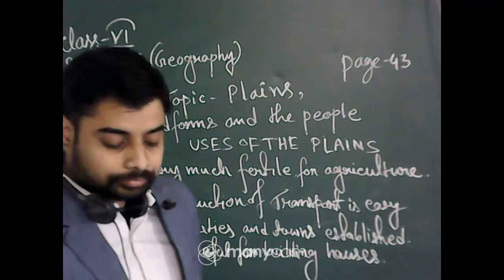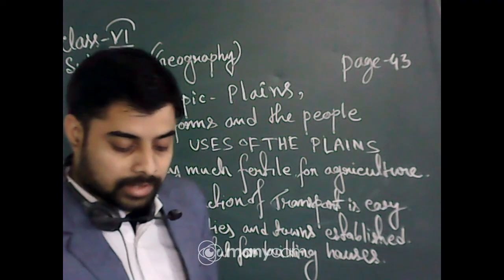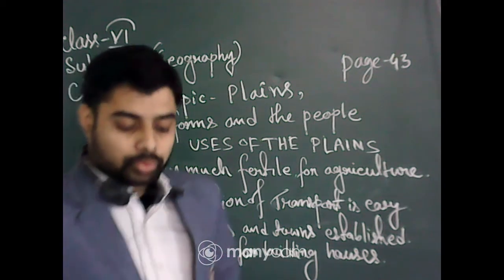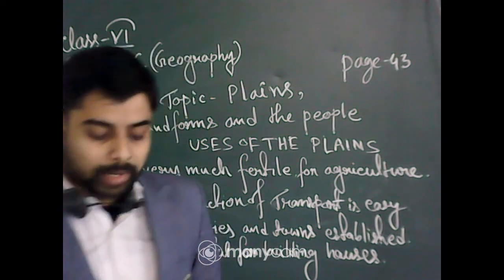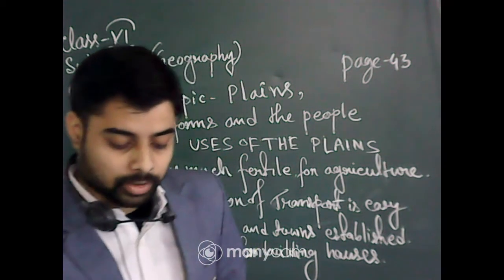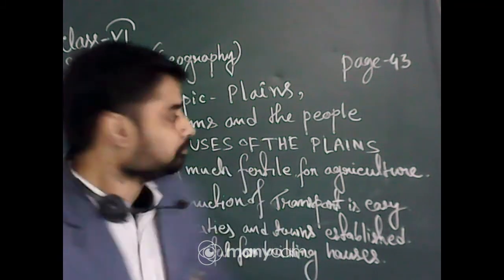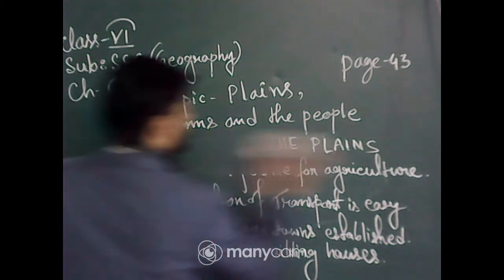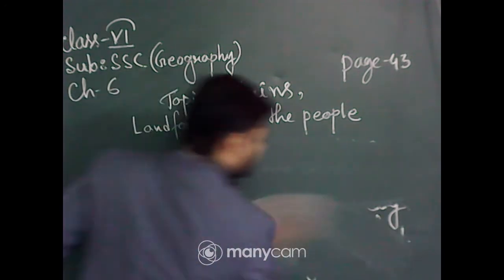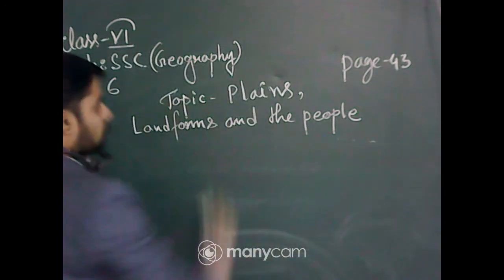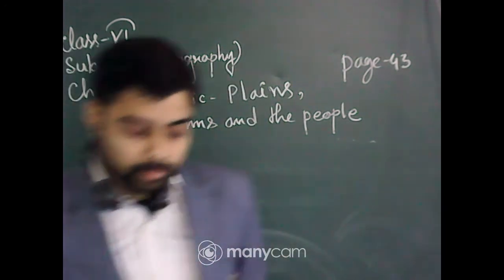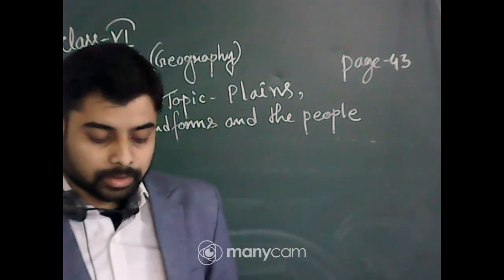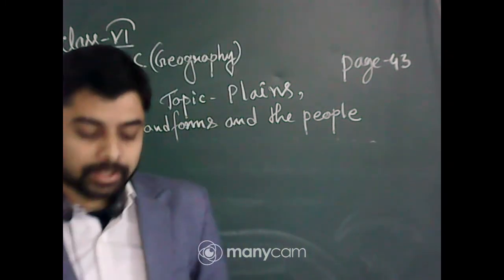Okay. Now, the next subunit is the landforms and the people. So, humans have been living on different kinds of landform. So in this way, life is difficult in mountain areas.